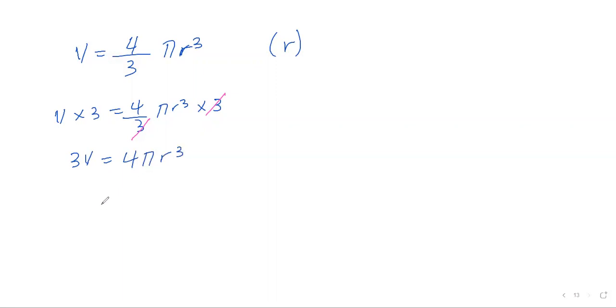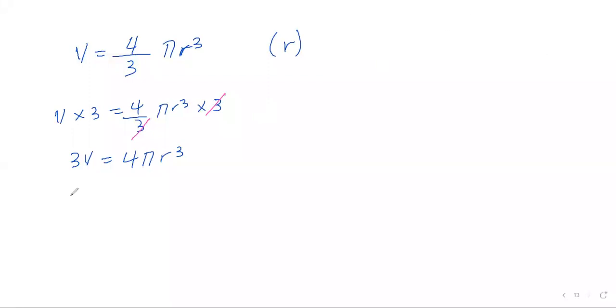Everybody see that? Everybody understand this stage so far? We got rid of the 3 here. The 3 is dividing, so we multiply both sides by what? 3. The next thing I'm going to do is get rid of the 4 pi. What's the 4 pi doing with the r to the third power? Multiply. What's the opposite of multiply? Divide. So we're going to divide both sides by what? 4 pi, right?